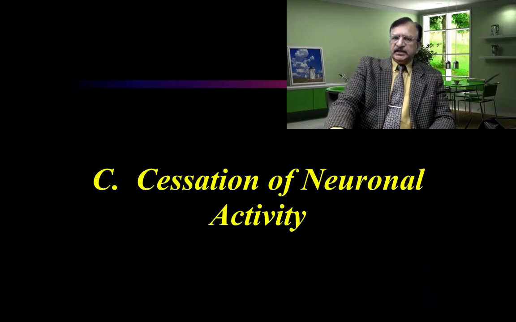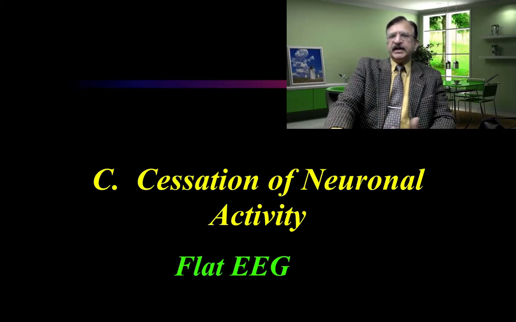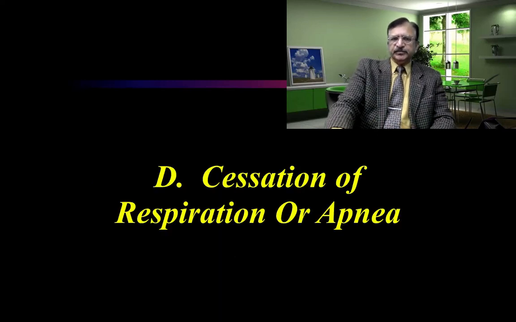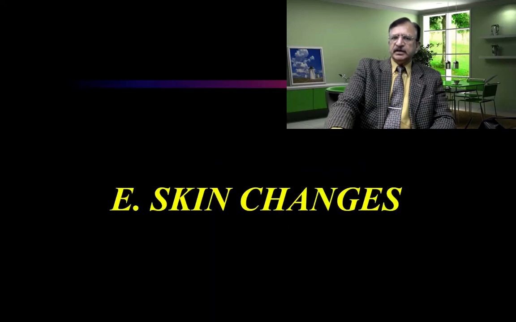Now the third, cessation of neuronal activity. Flat EEG: the cortical cells of the cerebral cortex will not be showing any activity, and a flat EEG will be seen. Then cessation of respiration, or apnea.